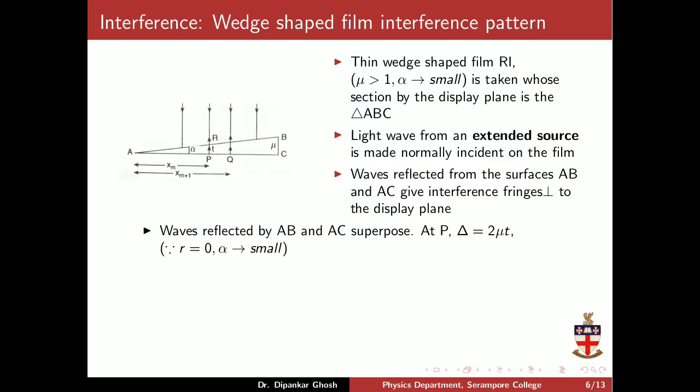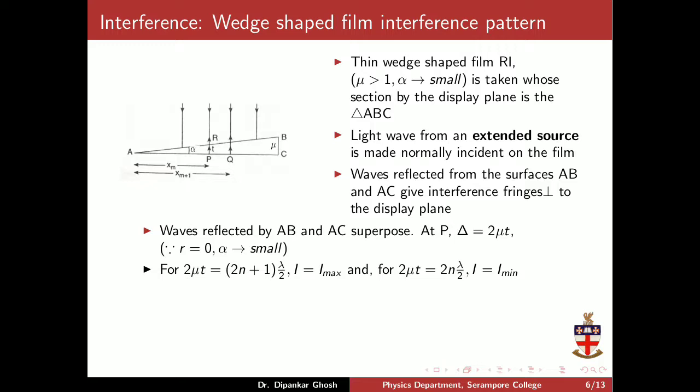Waves reflected by AB and AC, okay, they will superpose, and we already know that the path difference at P will be 2 mu t. You might ask, why not 2 mu t into cos r minus alpha? No, it is not so, because as you know, the incidence is normal, and that is why r equal to 0 and alpha is small. That is why the cos part is becoming 1, and we have 2 mu t.